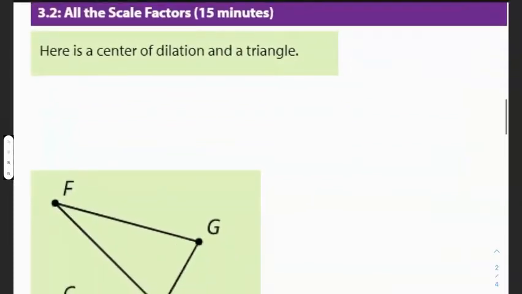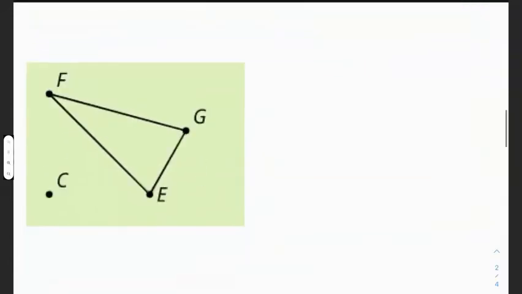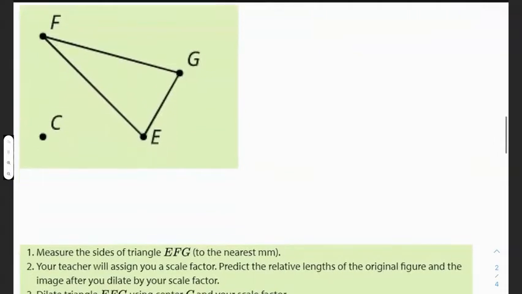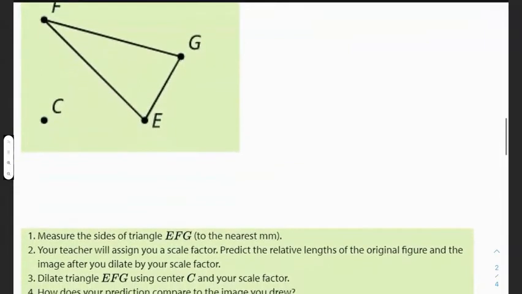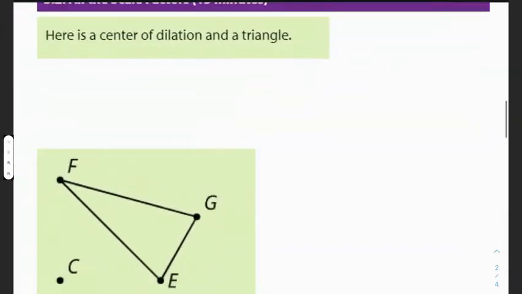All the scale factors. Here's a center of dilation and a triangle. And then they say measure the sides of the triangle to the nearest millimeter. Unfortunately, we're not in class, so that's going to be a little difficult. It does say that I will assign a scale factor. Well, let's just do that then. Let's just focus on applying a scale factor.